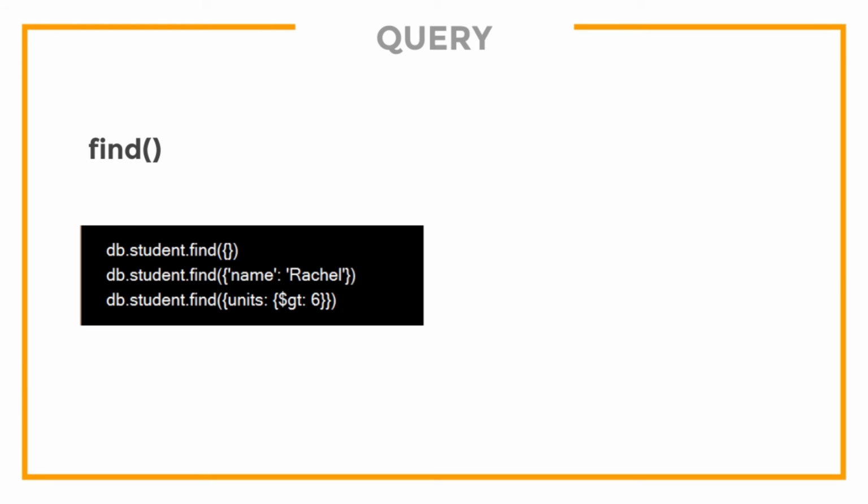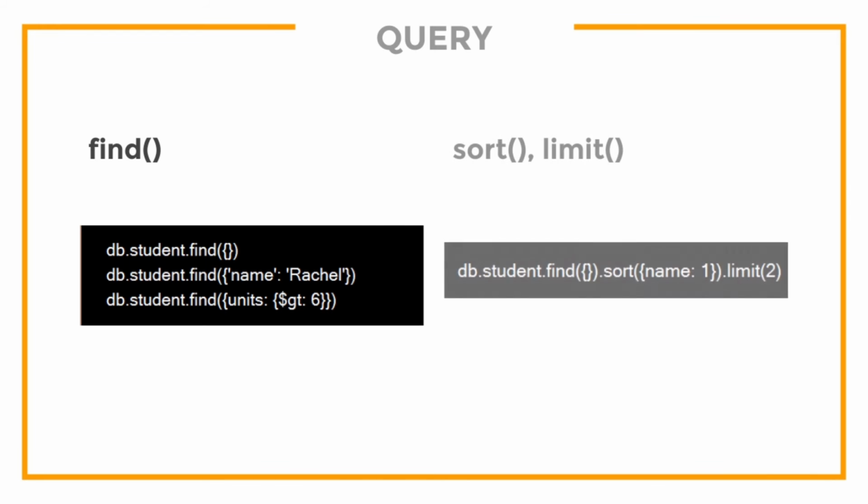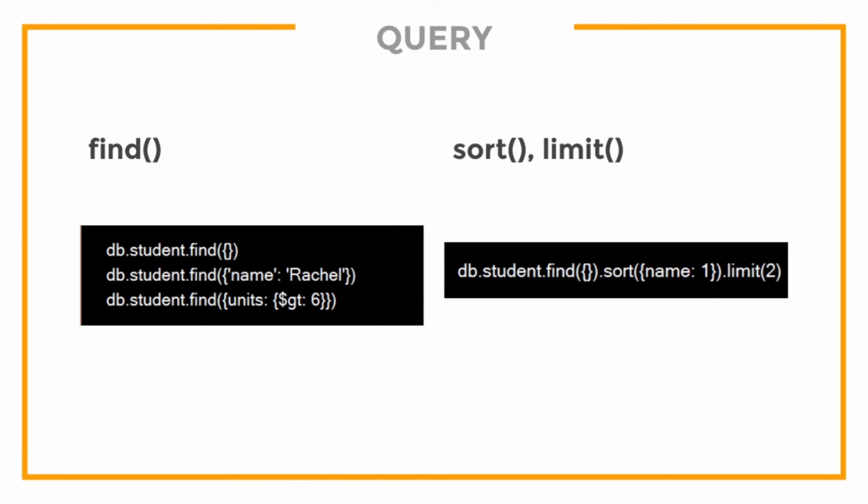In this video, we're going to see different ways that we can query our database to get back what we're looking for. We'll be using the find method and passing in different parameters to retrieve the data. Next, we'll see how to sort the items we get back and how to limit the results.